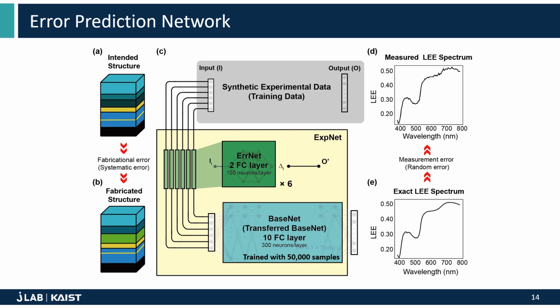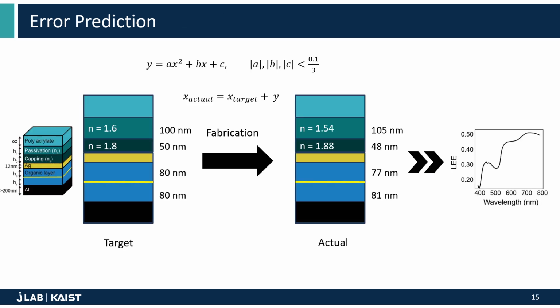This function simulated realistic deviation, mimicking the kind of error observed in experiments. So let's take a quick look at the error function. The randomly selected error function follows a specific rule. The error, defined as the difference between the target and actual value, is modeled as a quadratic function of an actual input parameter. The coefficients of this function are chosen to satisfy predefined inequalities.